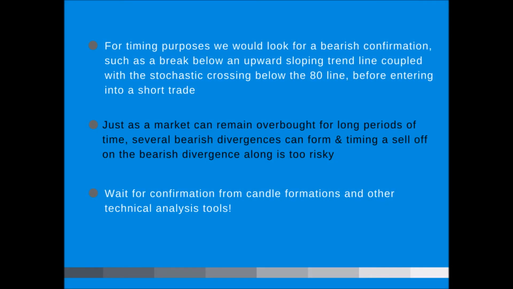For timing purposes, we would look for a bearish confirmation, such as a break below an upward sloping trend line, coupled with the stochastic crossing below the 80 line before entering a short trade. Just as a market can remain overbought for long periods of time, several bearish divergences can form, and timing a sell-off on the bearish divergence alone is way too risky. I have lost money trying to do that. Wait for confirmation from candle formations and other technical analysis tools, such as a break below the trend line.